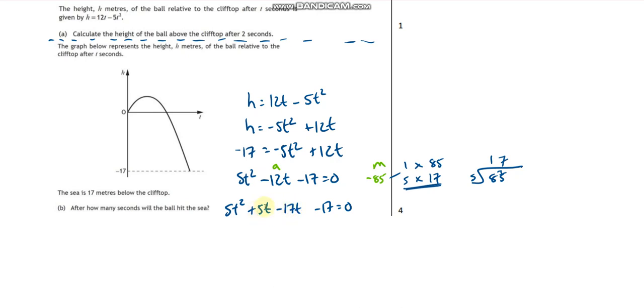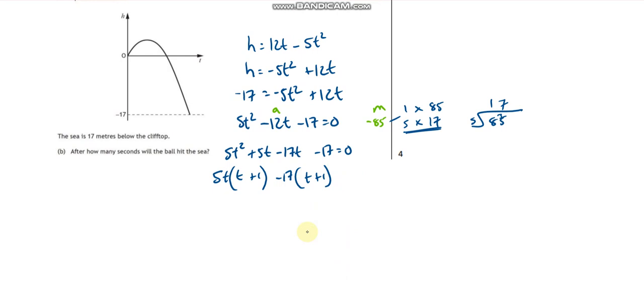And I decided to write it out this way because I want my 5s and my t's together and my 17s together. It'll make the factorising a lot nicer, because now I take a common factor. Take out 5t, so it'll be t plus 1, and then over here I'll say t plus 1, copy the bracket. What do I have to put in front of that for it to make sense? Well, I've got to put in negative 17 in front of it. And then I put those two together, so 5t take away 17, they go together, and then I just rewrite that bracket, t plus 1.